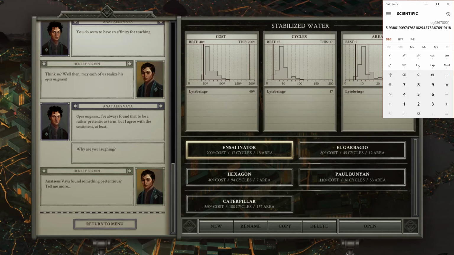And so that was the Insalinator. And keep in mind, we're trying to get a low number here. So the Insalinator is really fast, but really expensive and kind of big. And then we want to compare it with the hexagon. So we clear off our calculator. We take 40 times 94 times 94 times 7. So it's very compact, very cheap, but pretty darn slow.